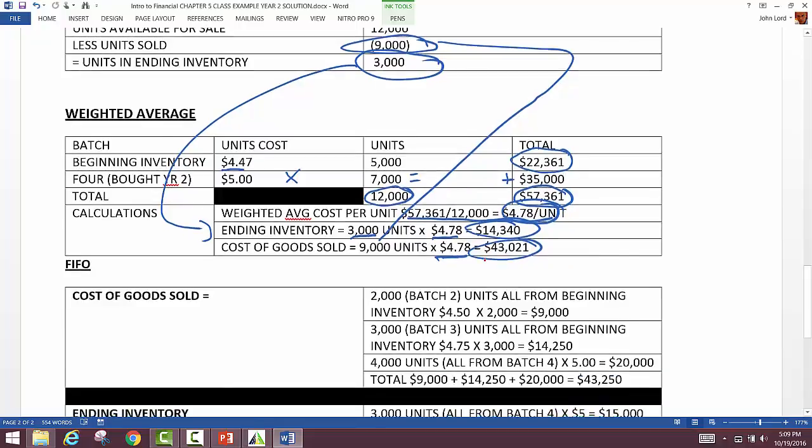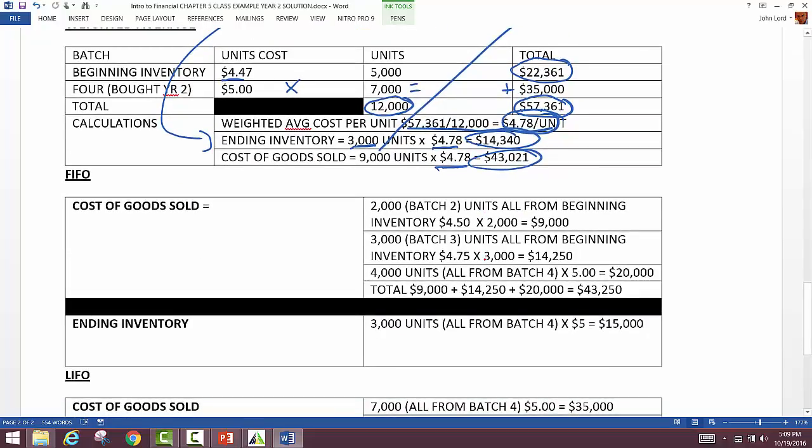Let's go ahead and do FIFO now. Okay. Now with FIFO, meanwhile, back at FIFO, we had what?